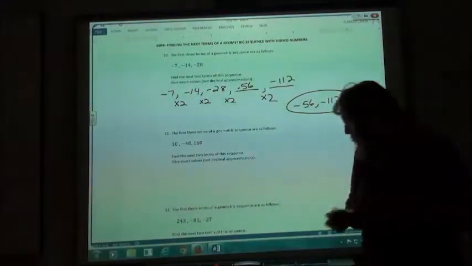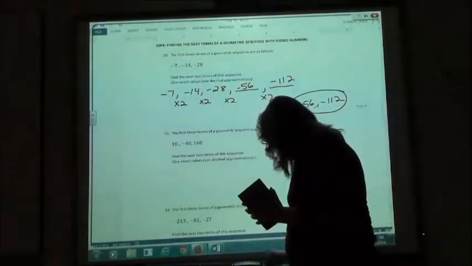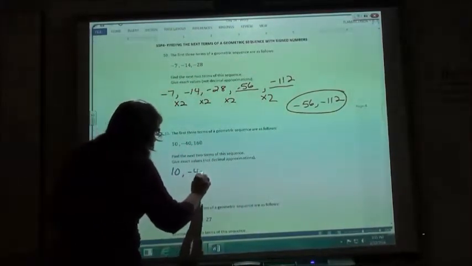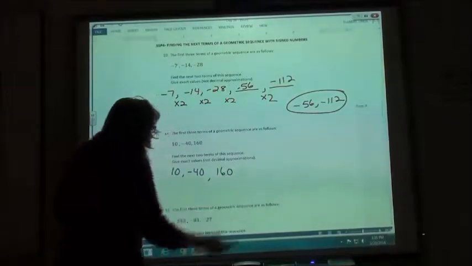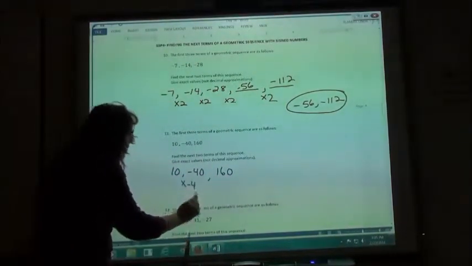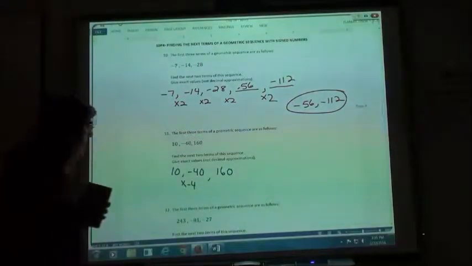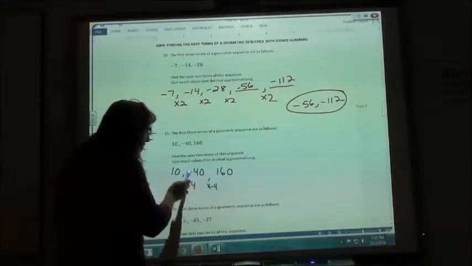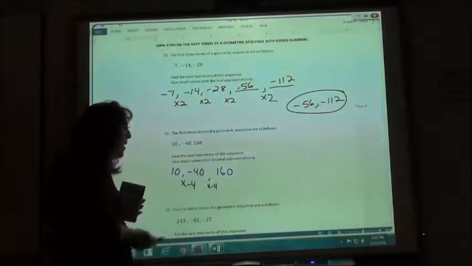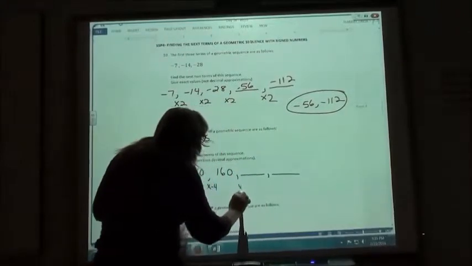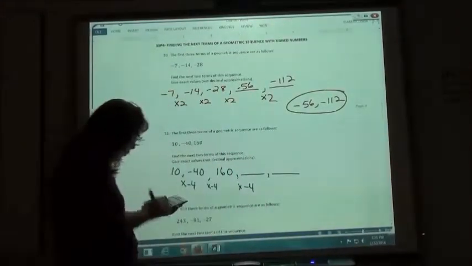For number 11, I have 10, then negative 40, then positive 160. To get from 10 to negative 40, I would have to multiply by a negative 4. If I take negative 40 times another negative 4, negative times a negative makes that a positive 160. So again, for my next two terms, I'm going to multiply by negative 4.